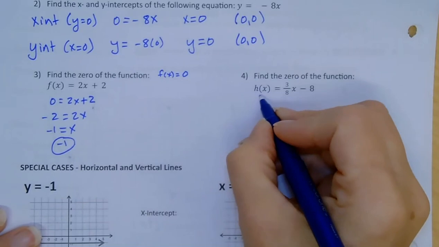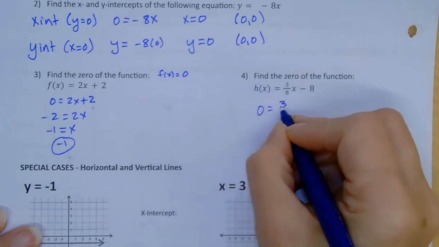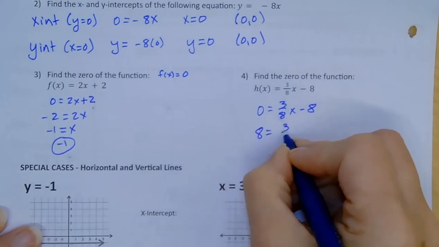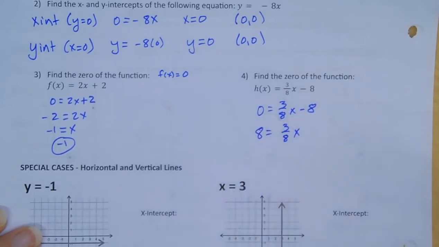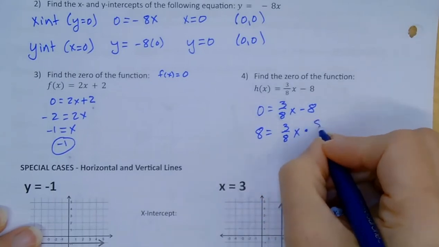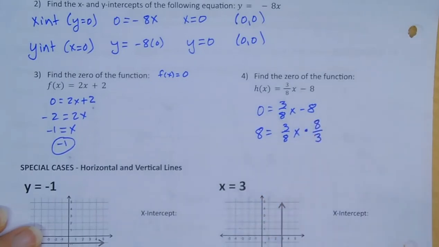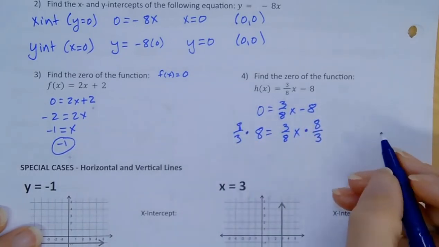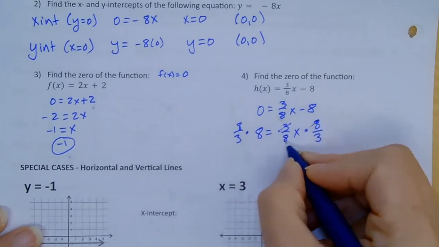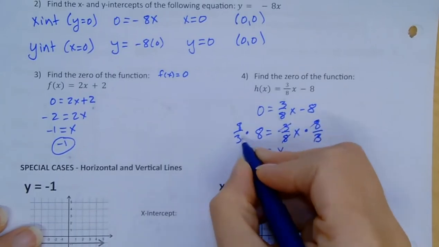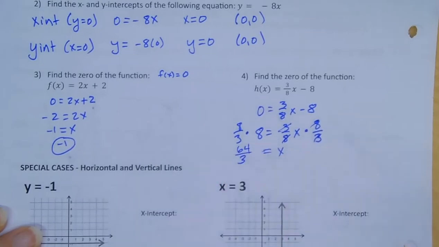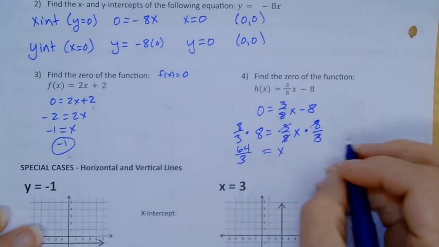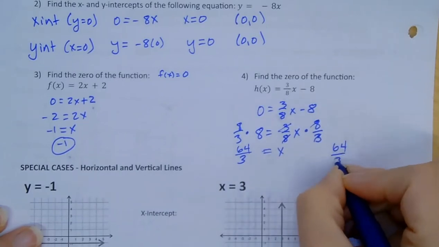Find the 0 of this function. That means the whole function equals 0. So 0 equals 3/8x minus 8. I will add 8 to each side. 8 equals 3/8x. To get rid of that fraction, I'm going to multiply by its reciprocal. Okay, and so I'm going to multiply each side by the reciprocal. So that means that this is just one single x, and then I have 64/3. Ugly but true. Okay, if I want the 0 of that function, I want to know what was the value of x. I would just say 64/3.